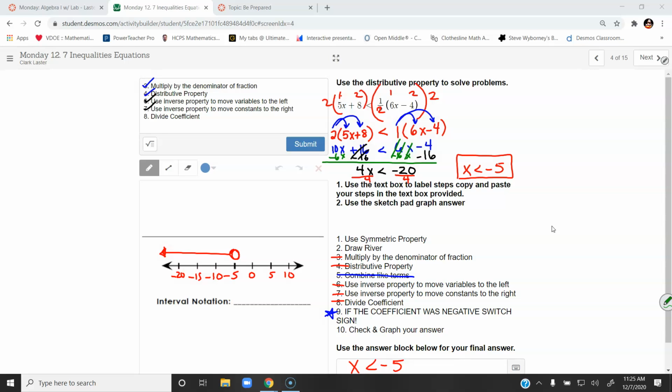Any number less than negative 5. So a lot of us would think negative 4 is less than negative 5, but actually the numbers left of negative 5 are like negative 8, negative 10, negative 20. So the numbers actually go up when they're negative.